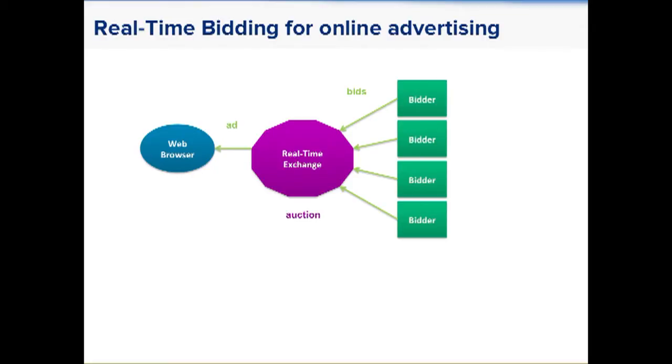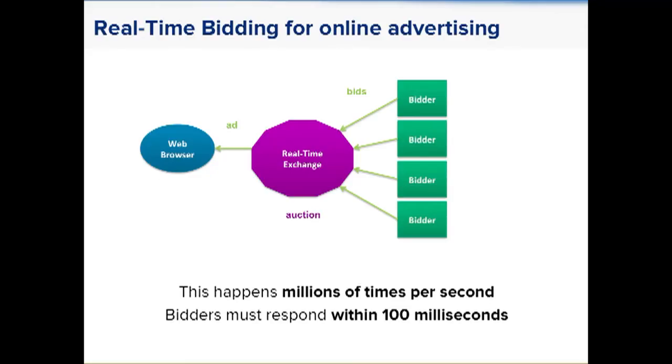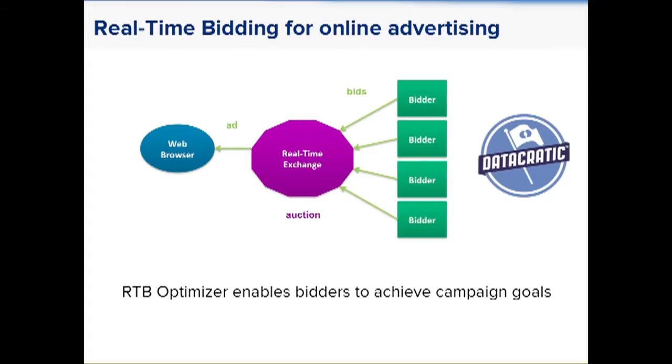So who are these bidders? These bidders are basically a mix of advertisers, advertising agencies, and service providers to advertisers and advertising agencies. So this happens millions of times per second, continuously, 24/7 around the world. And these bidders must respond within 100 milliseconds. So this is a high throughput, low latency, hard real-time problem. And Datacratic's RTB Optimizer sort of sits behind these bidders and enables bidders to achieve their advertisers' campaign goals.